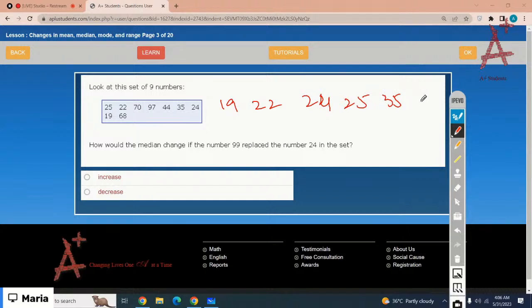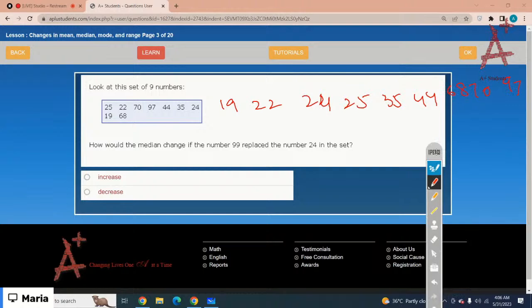35, 44, 68, 70, and 97. Okay, you have to calculate the median. Median is the number that divides the data into two equal parts. You have 1, 2, 3, 4 numbers here, and 1, 2, 3, 4 on the other side. So that means 35 is the median of the given data.